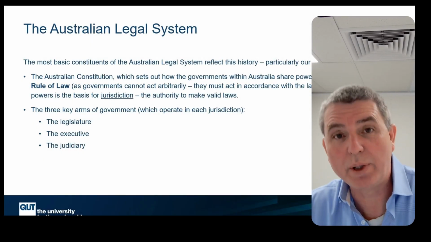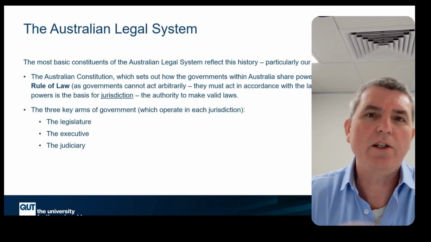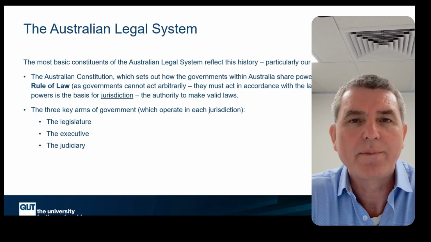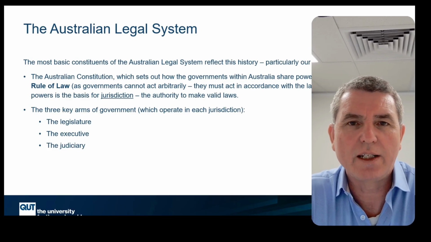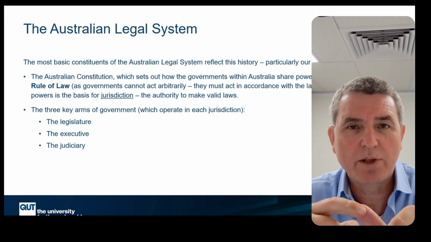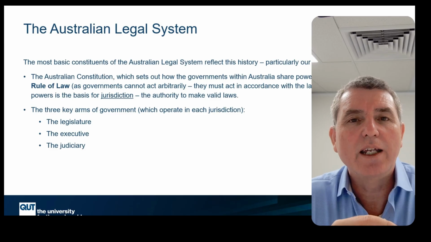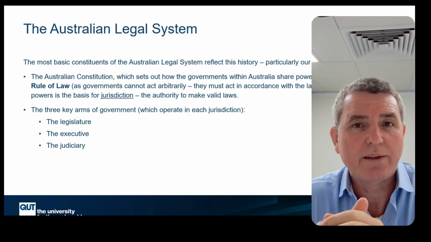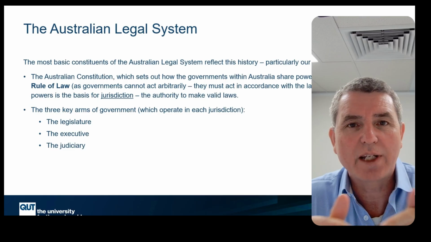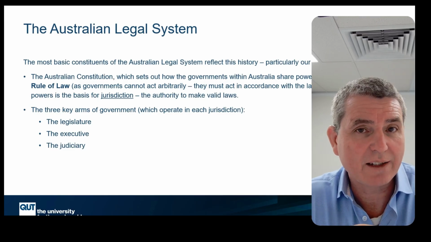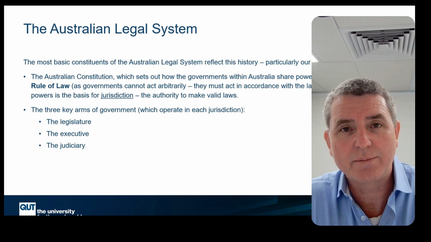With the basic building blocks in place, we just need to extend some of the concepts we've been dealing with so far. To really understand how the Australian legal system works, we need to understand how power is shared between the two governments, the federal government and the state government. And then we need to know about the different arms of government and what each of those specific institutions do with respect to enacting law within the Australian system.